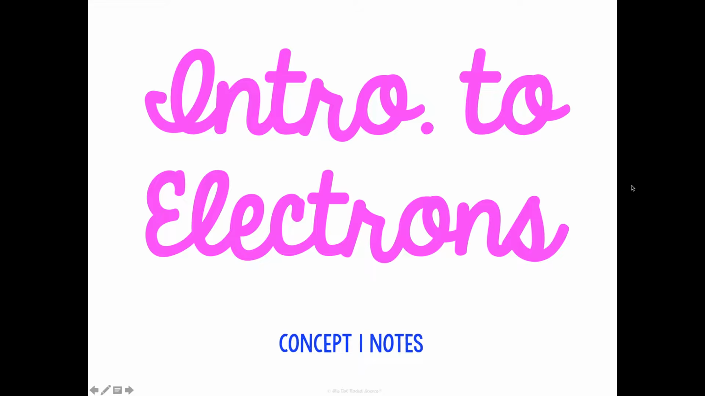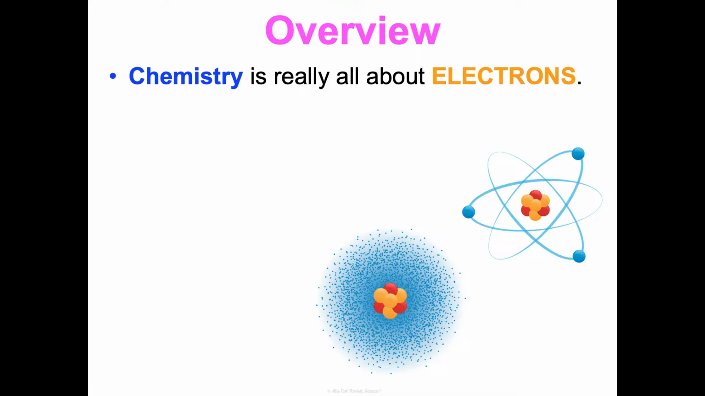Welcome to Unit 3, Electrons Concept 1 Notes, and this is going to be an introduction to electrons. So first, really, I feel like if you boil chemistry down, it's all about the electrons. I always say in my biology classes that biology is all about the proteins. So proteins are to biology as electrons are to chemistry. They are absolutely essential and foundational to literally every single thing we will learn.